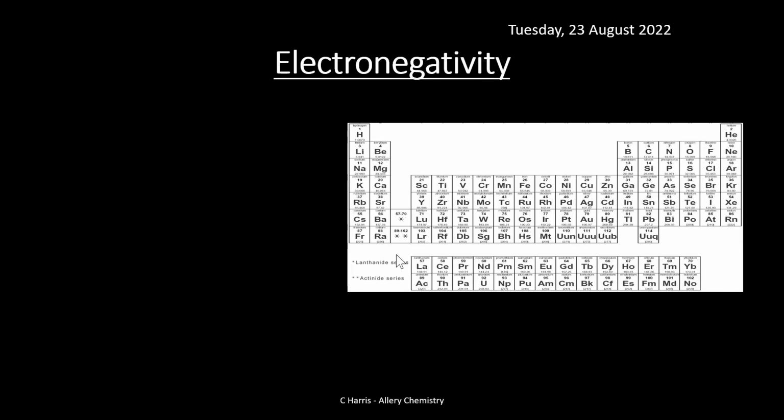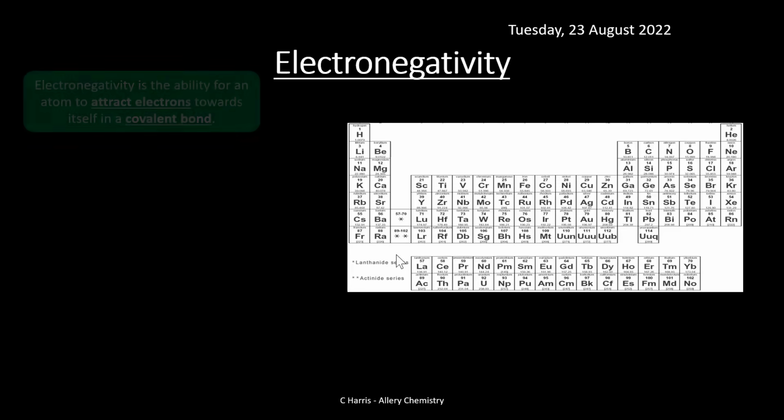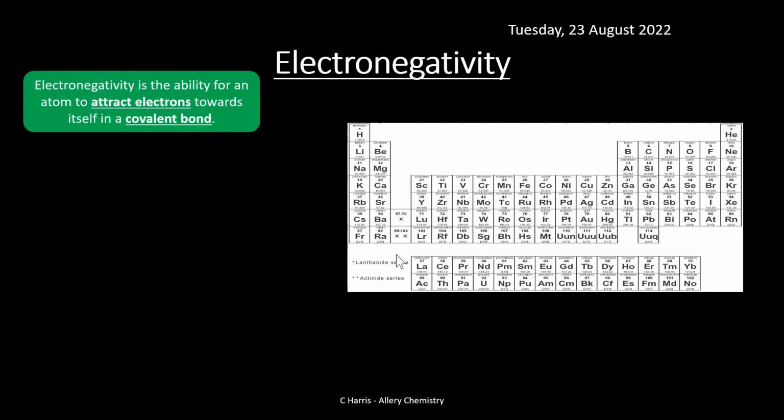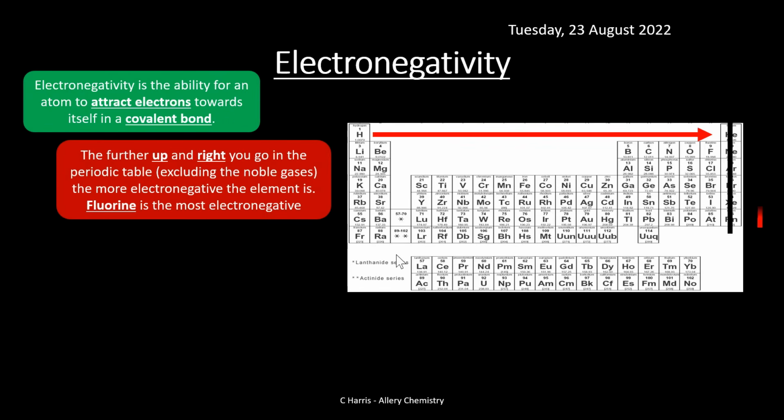Okay, so let's look at some of the bare areas as well, which is electronegativity. So electronegativity happens in covalent bonds as well, so there's a lot of stuff in covalent bonds here. So electronegativity is the ability for an atom to attract electrons towards itself in a covalent bond. So this happens in covalent bonds only, okay? So the further up and right you go in the periodic table, excluding the noble gases, so they've got a big black line through them, the more electronegative an element is.